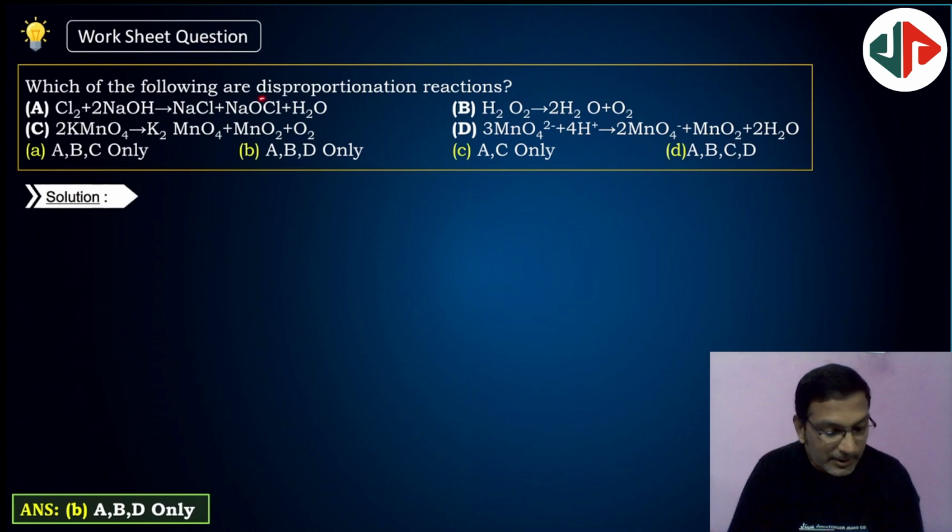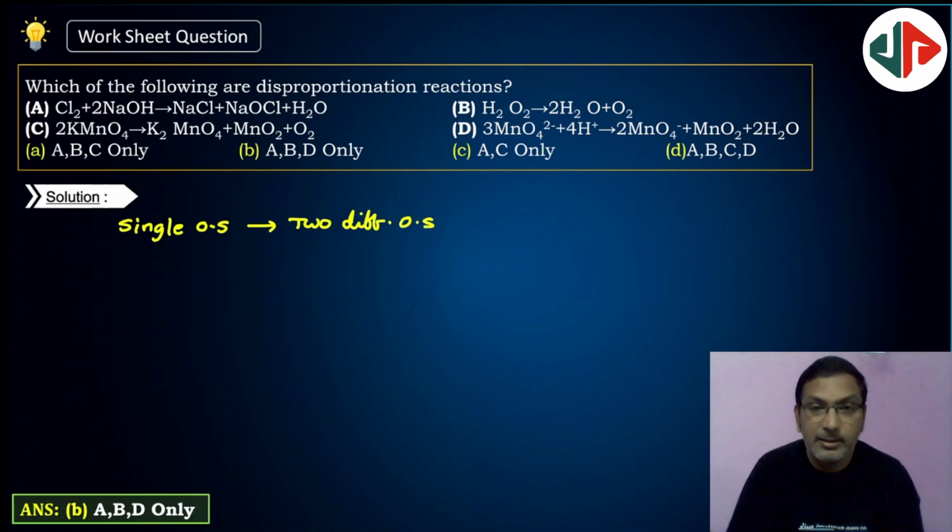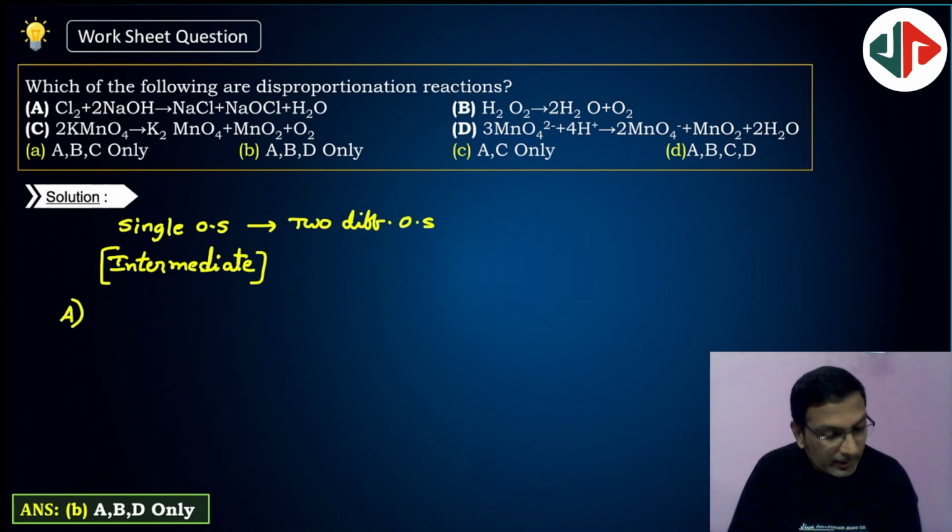So here disproportionation means a single oxidation state will be converted to two different oxidation states. So here the single oxidation state can be an intermediate oxidation state. So a single intermediate oxidation state will be converted to two different oxidation states. If you check options, in option A, Cl2 is converted to Cl minus plus OCl minus.